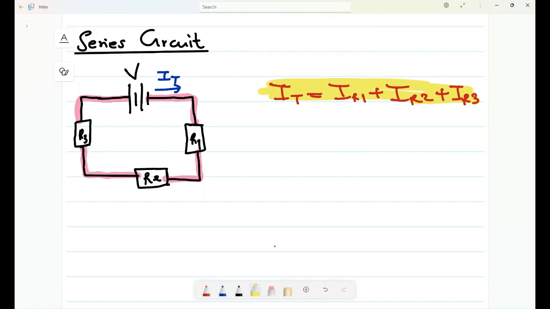Actually, there is a mistake that I made here. The current is the same. Let me repeat that. I'm saying the current I total from the main source, when it is supplied to our components, passes through R1 as an I total, goes to R2 as an I total, goes to R3 as an I total, and comes back to the source. So this means the I total is equal to the current at R1, also equal to the current at R2, also equal to the current at R3.